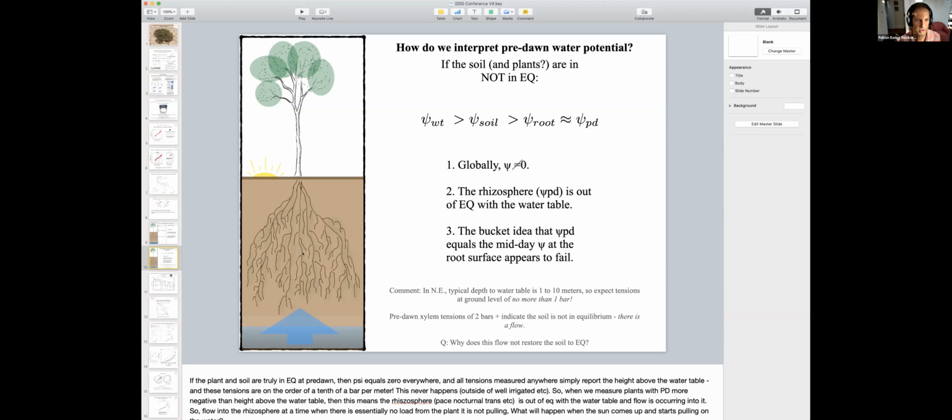Then you have your root zone. We have sort of drying around the roots, and we have a gradient in water potentials. And maybe this zone right near the root, maybe that is being reported by dawn, assuming things like nocturnal transpiration, et cetera, are off the table. Okay. But the plants aren't transpiring, and yet the soil's out of equilibrium and there's a flow going on. What's going to happen when the sun comes up and starts to pull on that plant? Right? The root zone is going to get more out of equilibrium. So, a lot more? This is the question.